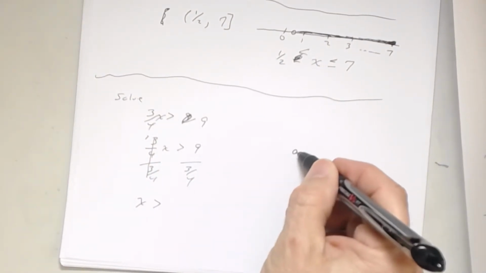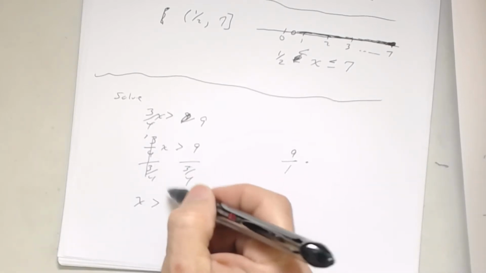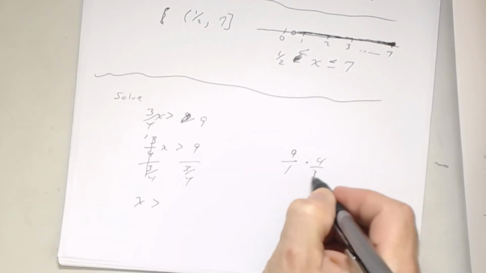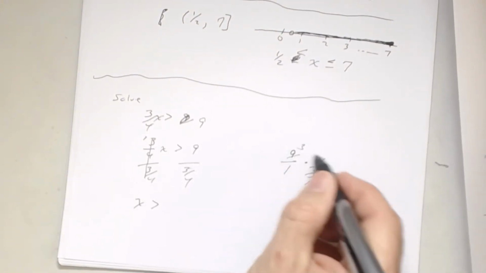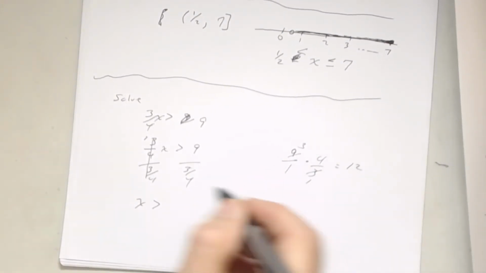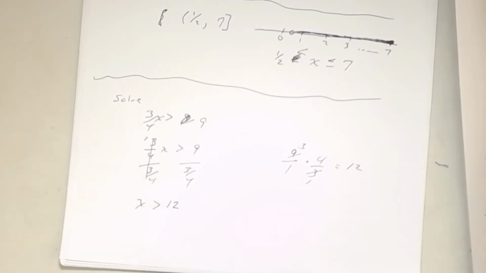So remember, dividing fractions, you've got to say 9/1 times the reciprocal of the denominator, 4/3. So reduce. 3 times 4 is 12. So all of my solutions are bigger than what? 12.